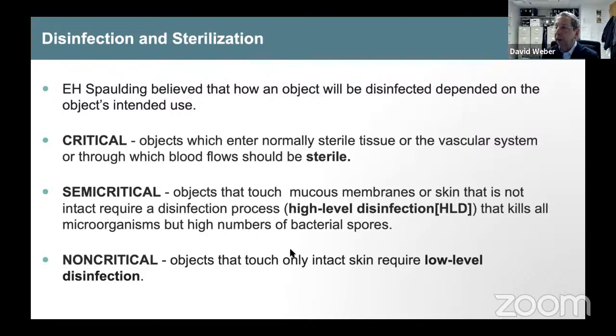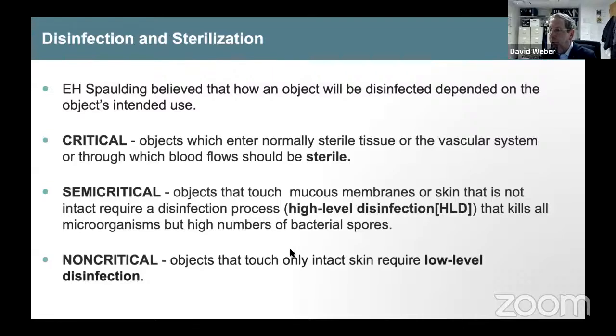So E.H. Spaulding believed how an object will be disinfected depended on the object's intended use. So it's not based on how the object was actually used, but its intended use. Critical are objects which enter normal sterile tissue or the vascular system or through which blood flows, and they should be sterile. And we'll talk more about what I mean by sterile in a few moments.